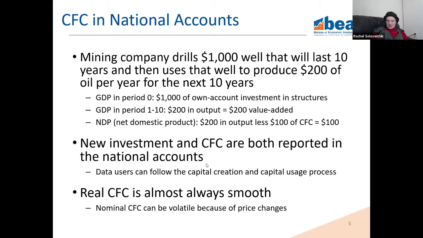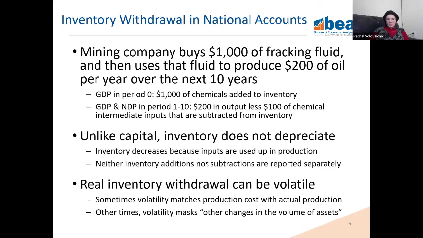On a downside, at least the way most accountants do it, CFC is almost always smooth. And that means that sometimes when you have cyclical stuff happening in the economy, we miss some of it because we assume a very smooth depreciation for capital.